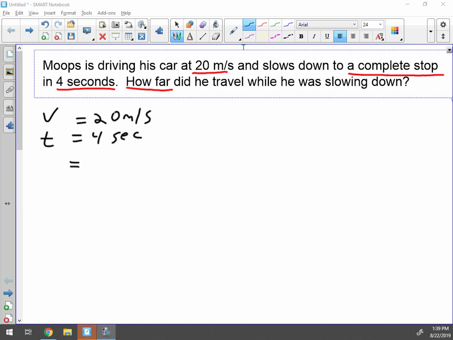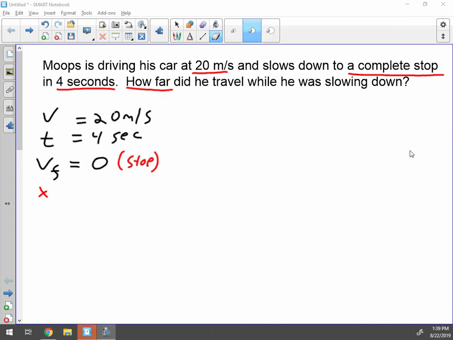Comes to a stop. If it comes to a stop, we know the final speed is 0. So we know this is happening because it's stopping. And we're trying to find the distance. So let's write x equals question mark.